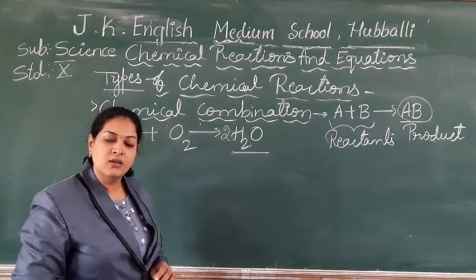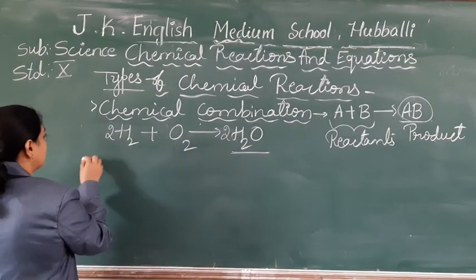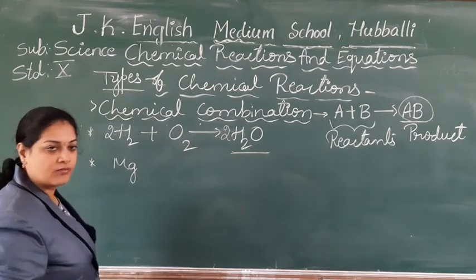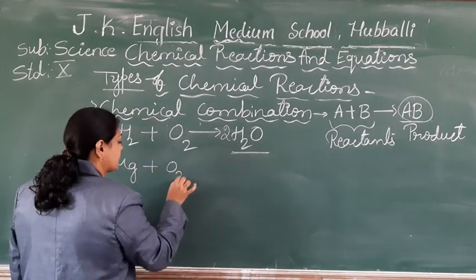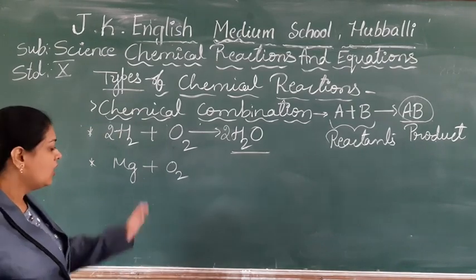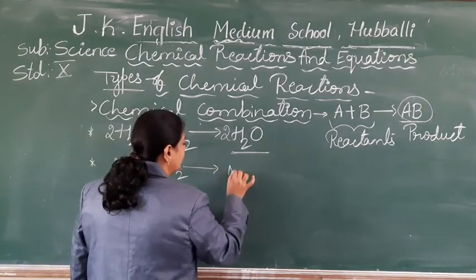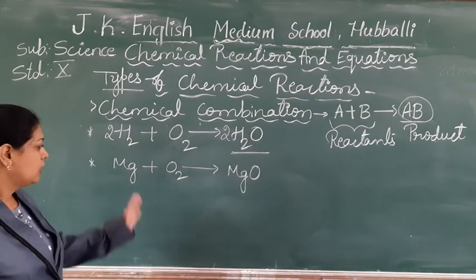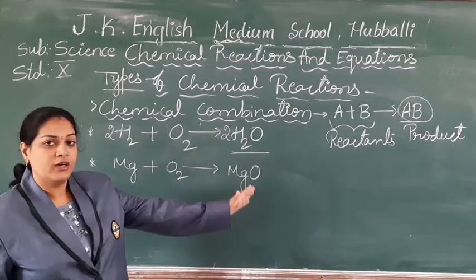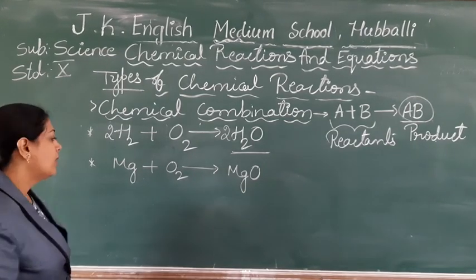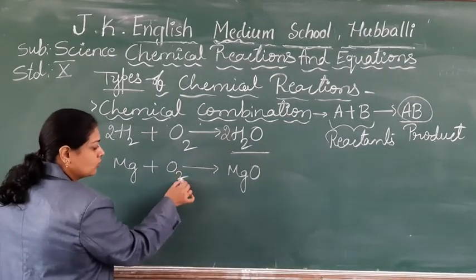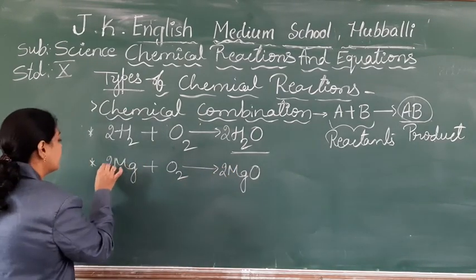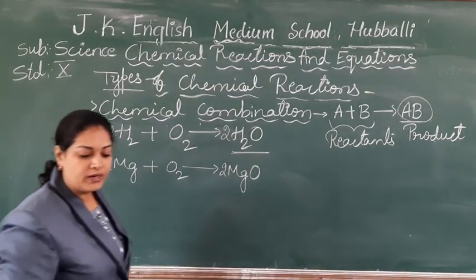Now the equation is balanced. Right? Take one more example, students. Magnesium ribbon. When it undergoes the combustion reaction, nothing but when it reacts with the oxygen, you are going to get magnesium oxide, MgO. Two reactants have combined, you got a single product. Right? Balance the equation: 2 Mg plus O2 gives 2 MgO. So let me write. Hope you are understanding?